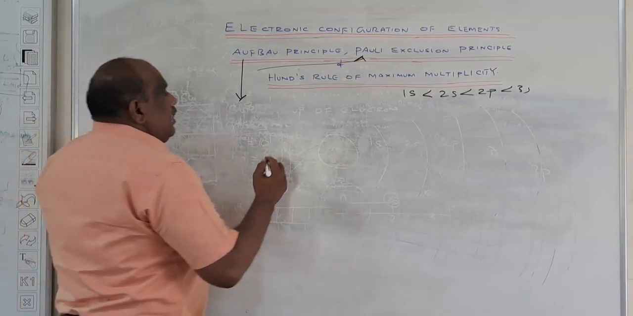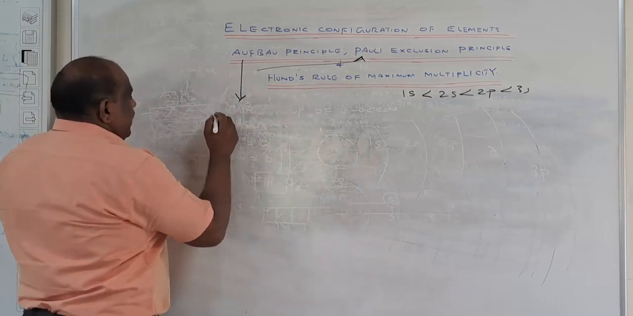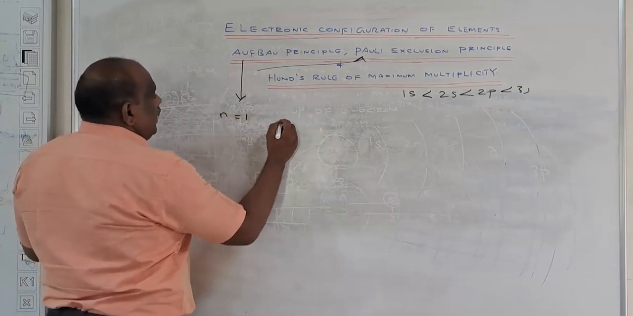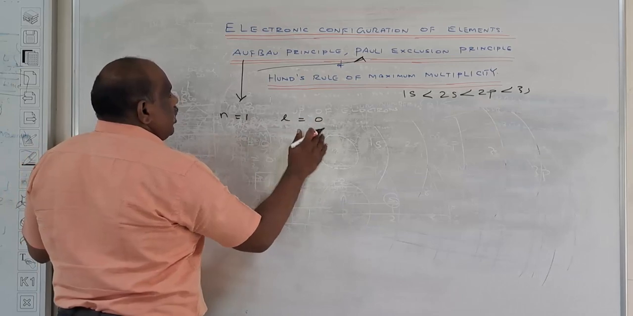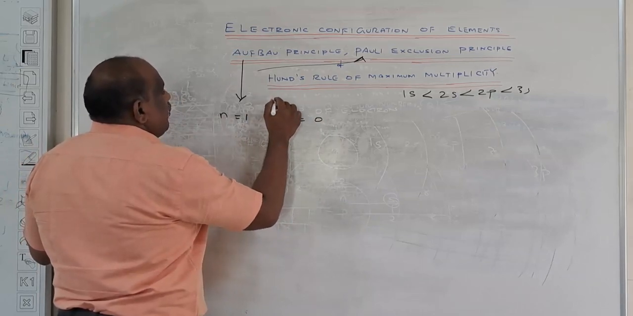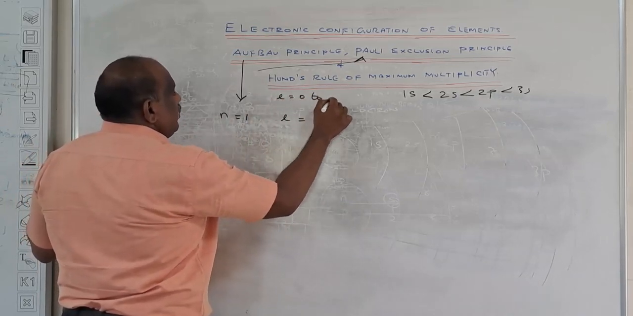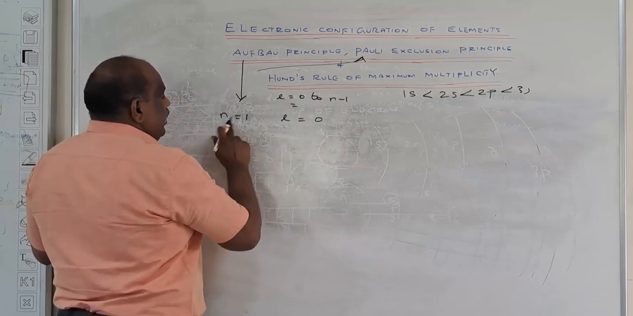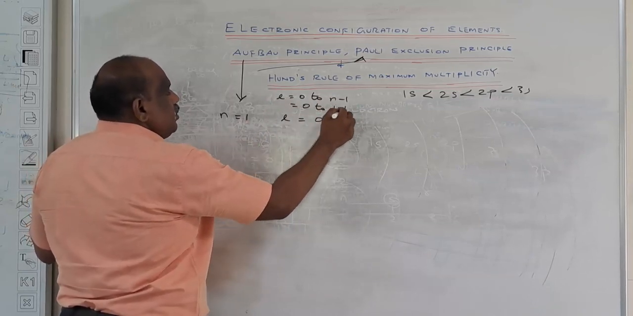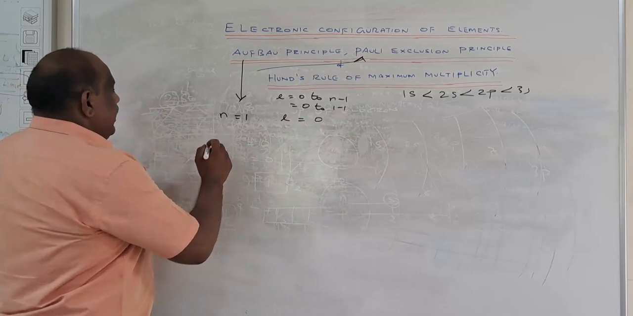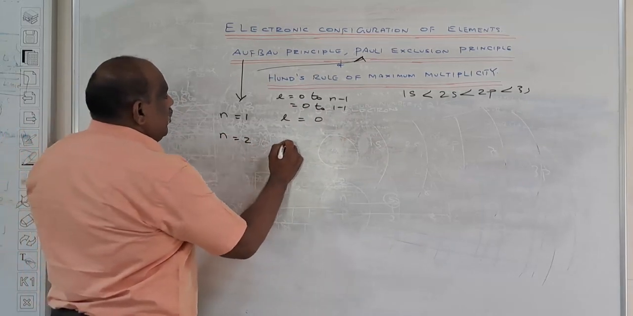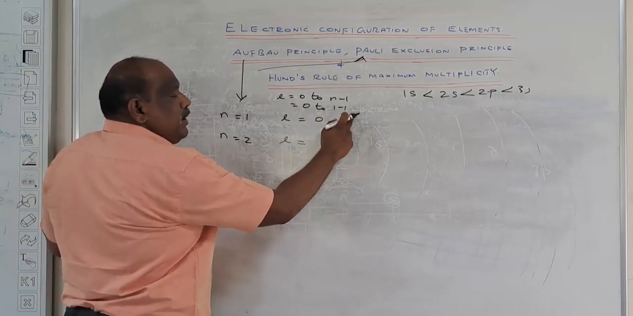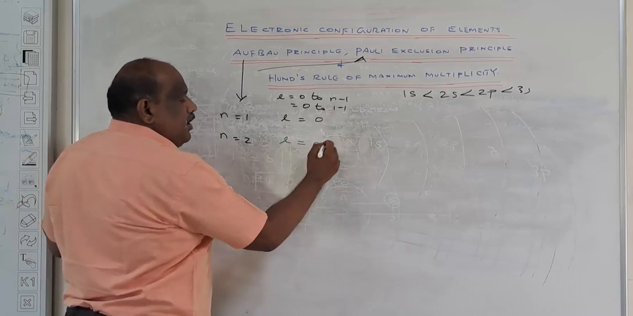Now let us consider when n equal to 1, l will be equal to 0. How did we get this? Because the formula for l is 0 to n minus 1. When n equal to 1, it means 0 to 1 minus 1, 0 to 0, so l equal to 0. When n equal to 2, what will l be? 0 to 2 minus 1, so 0 to 1. So it's 0 comma 1.